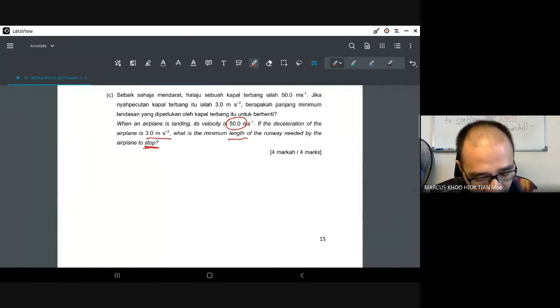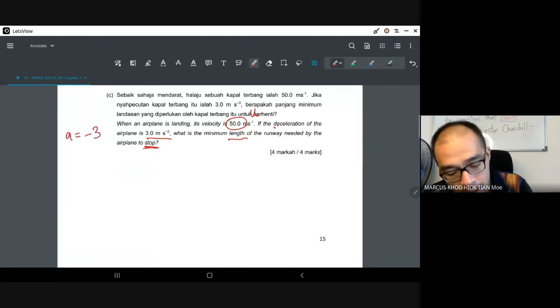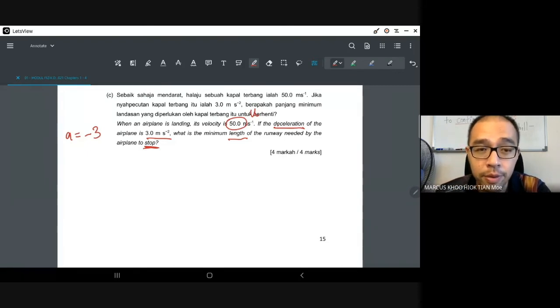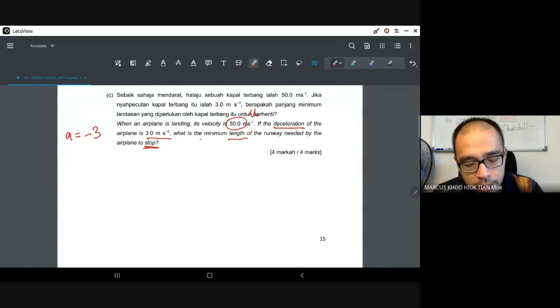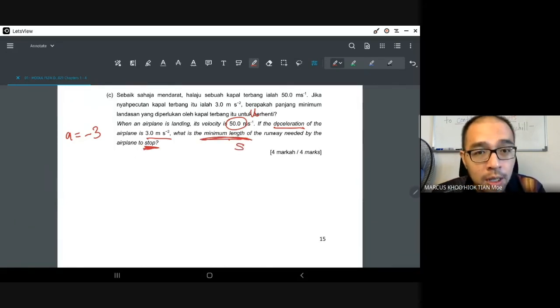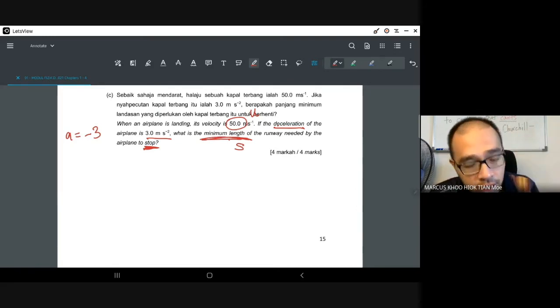Velocity is 50 meters per second, and this is obviously the starting velocity. So this is U. The deceleration is 3. So A equals negative 3 because it is decelerating. I think that's a very important thing for us to understand. When it is decelerating, the A will be a negative number. We want to find the minimum length. So we're talking about S, and the word stop or comes to rest or becomes stationary is very important.